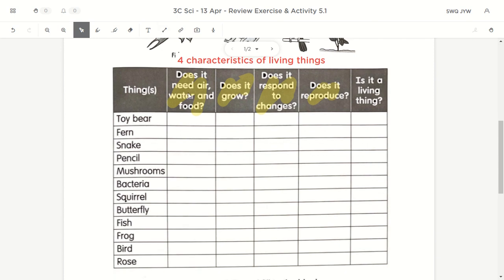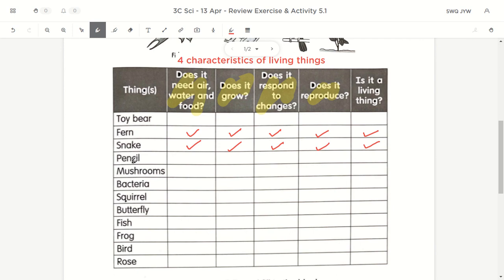Let's go through quickly because some are straightforward. Toy bear. Toy bear is not a living thing, so I'm not going to put a tick at all. It doesn't need air and water, doesn't grow, doesn't respond to change, doesn't reproduce. So it is not a living thing. I'm going to leave this blank because I just need to put a tick. Ferns, yes, it needs air and water, so I'll put a tick. It grows, yes. Responds to change, yes. Reproduces, yes. Living thing. Snake, yes, it needs air and water. It grows. Responds to change. Reproduces, yes.